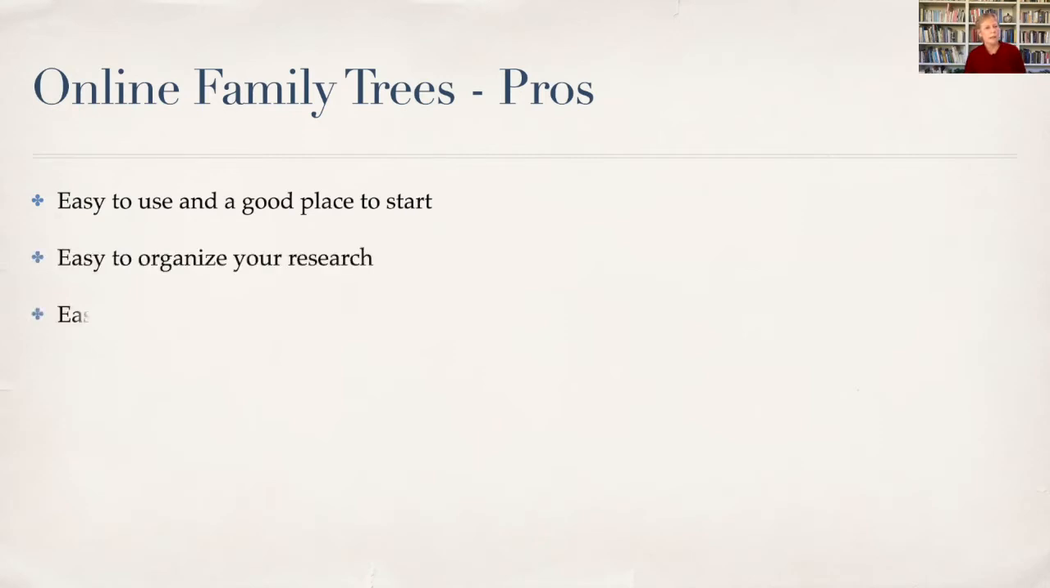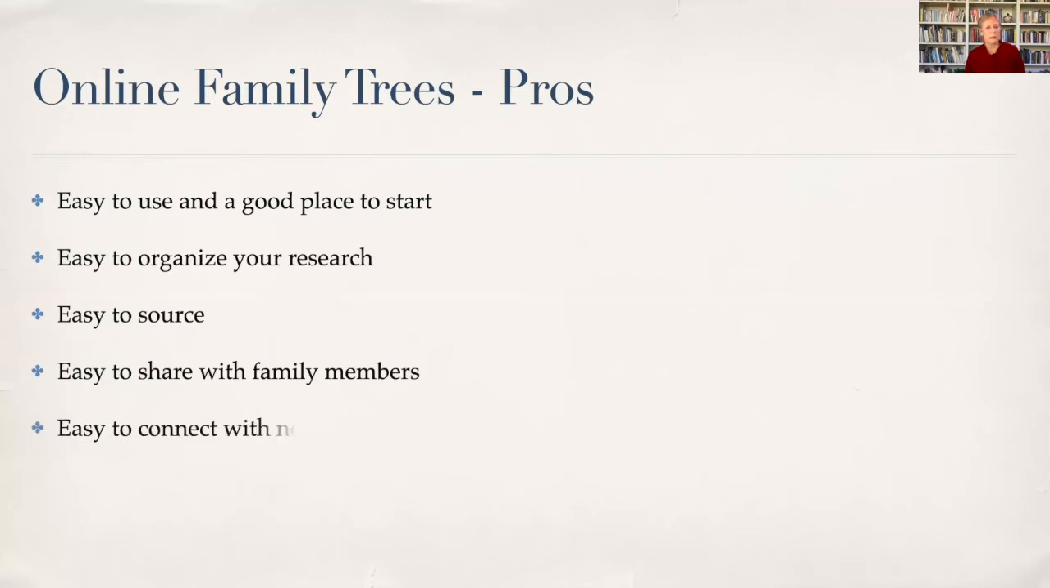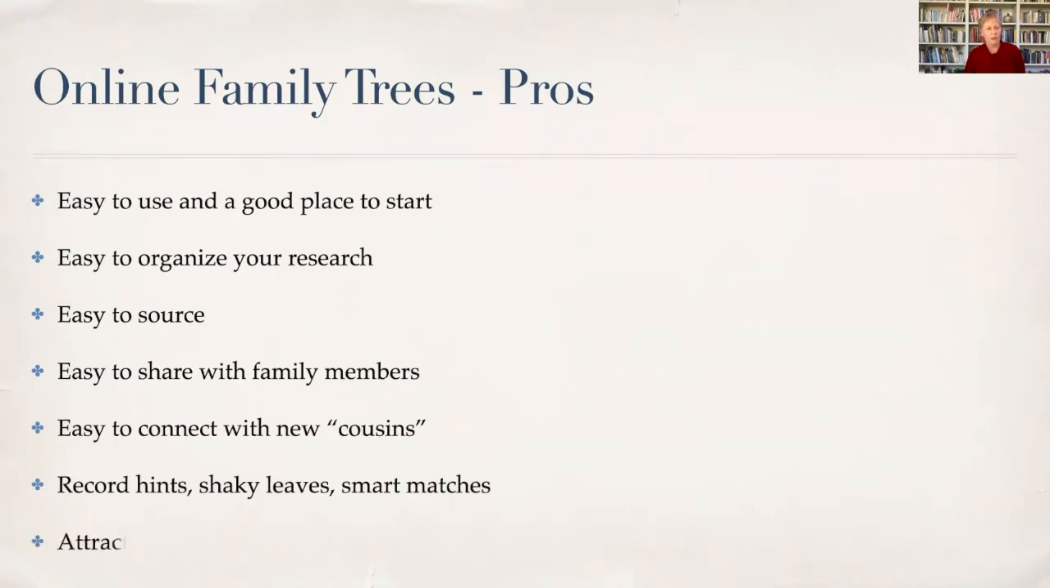Easy to organize, easy to source, really easy to share with family members. You can just send a link to a family member who's not on any of these accounts, and you can share what you've discovered. Easy to connect with new cousins, and it helps you with these record hints, these shaky leaves, and these smart matches. And it's attractive and easy to move around in. So it's a very good place to start.